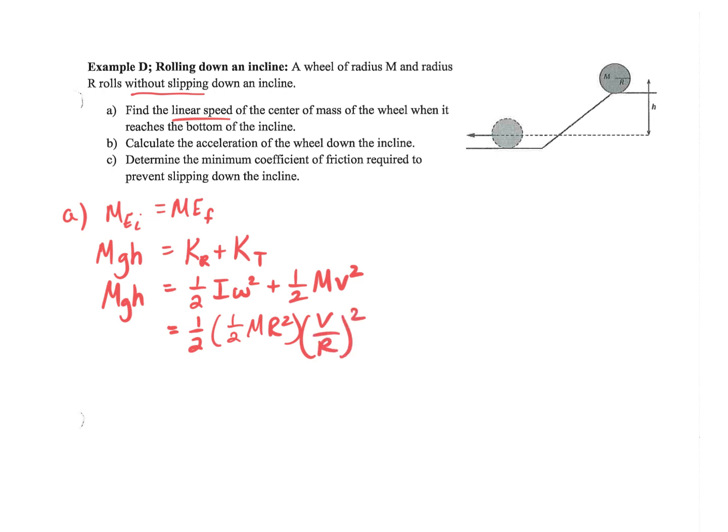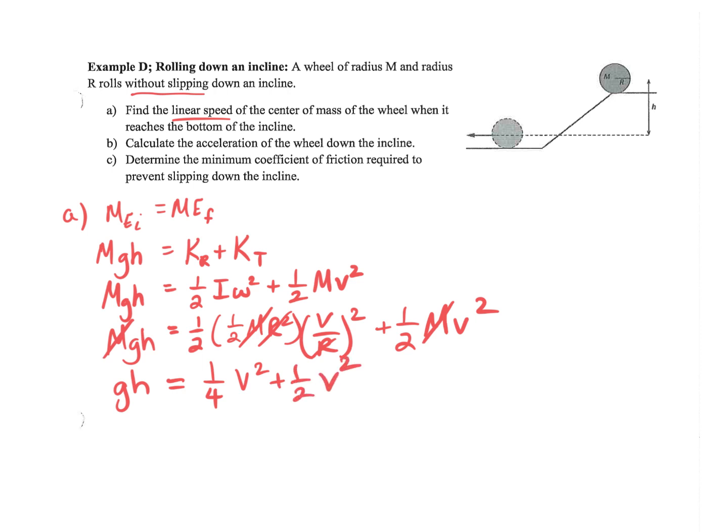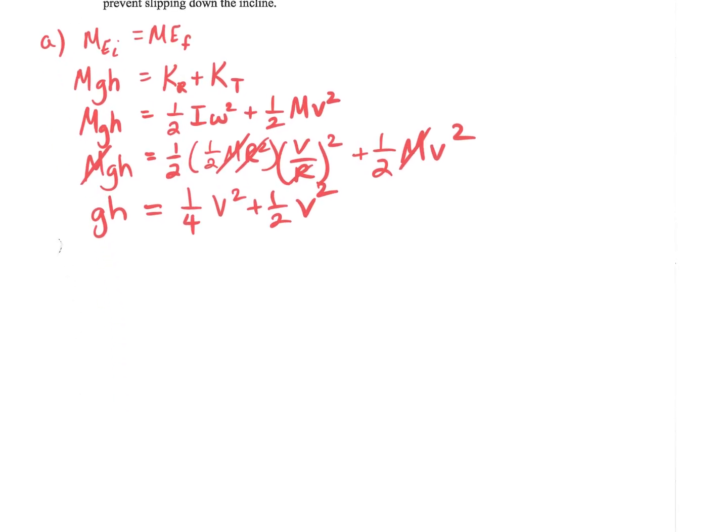That's omega, right? V over r plus 1/2 mv squared. So we have 1/2 times 1/2, and this of course is mgh. M and m go away, so we've got gh over here. We've got 1/4. We know r squared goes away. So we've got 1/4 v squared plus 1/2 v squared, correct? So that is gh equaling 3/4 v squared.